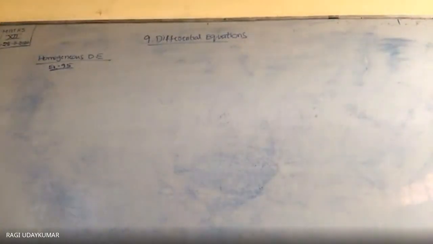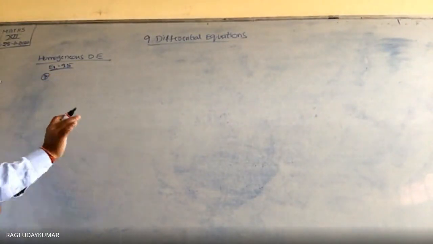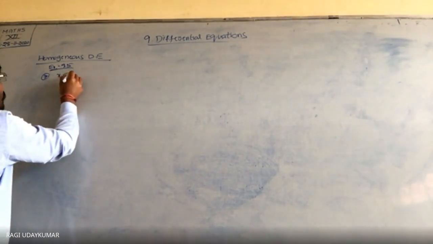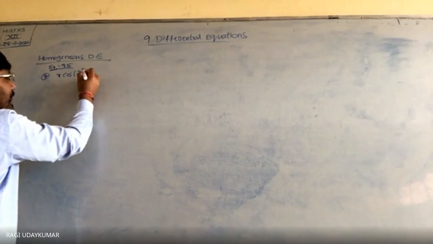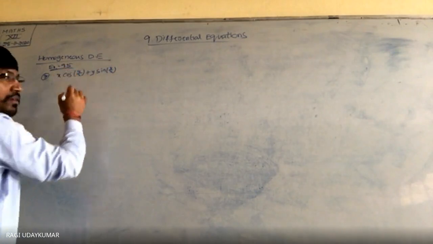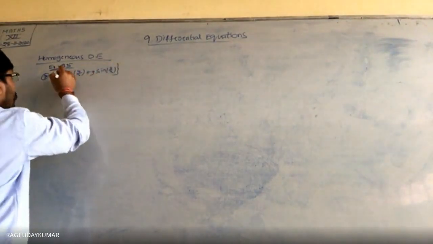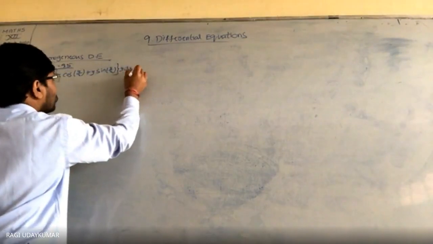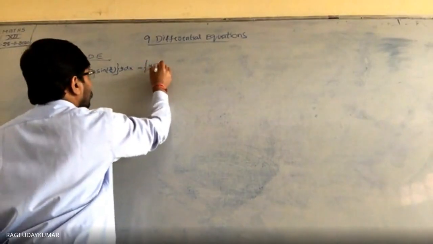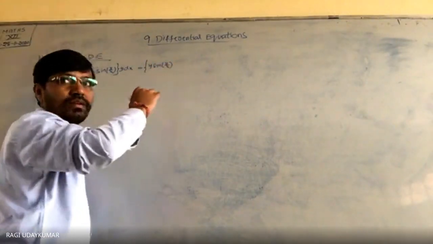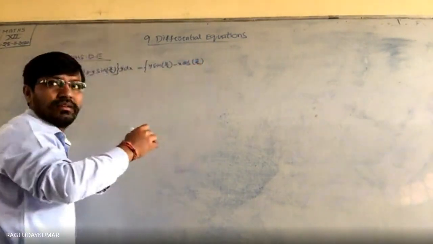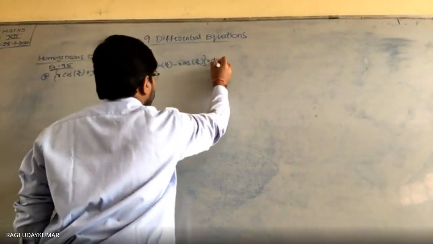So the question is given to you. The problem is lengthy but it's not difficult. It looks a little different. (x cos(y by x) plus y sin(y by x)) into y dx is equal to (y sin(y by x) minus x cos(y by x)) into x dy.